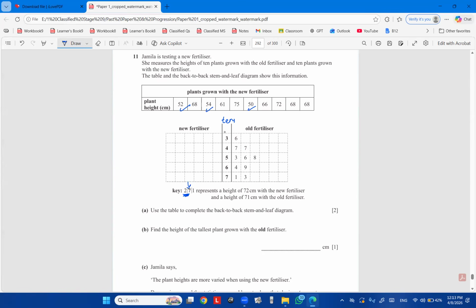So you need to write them in order. So 50, then 52, then 54. The order is extremely important. If you change the order, it is wrong. All right. Now we finish the 50s.